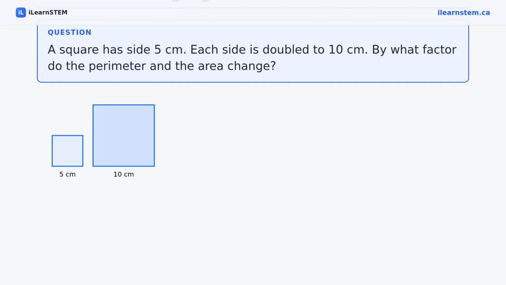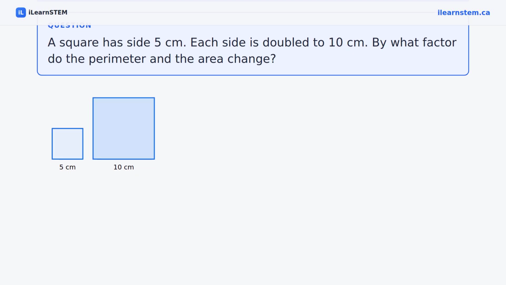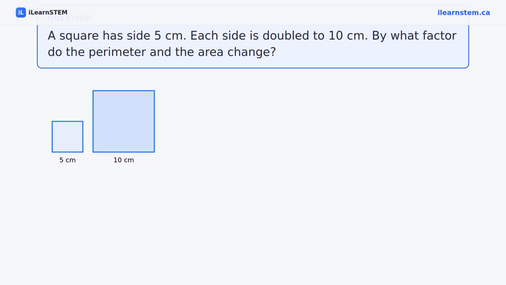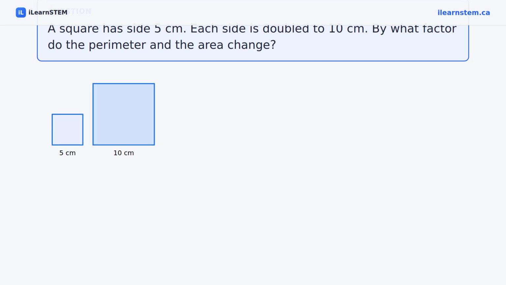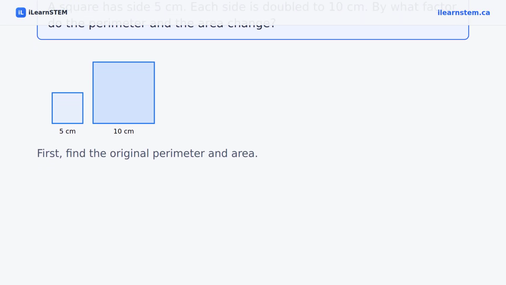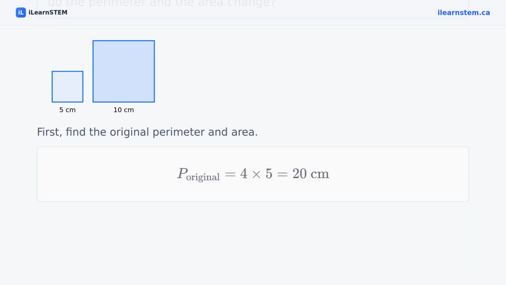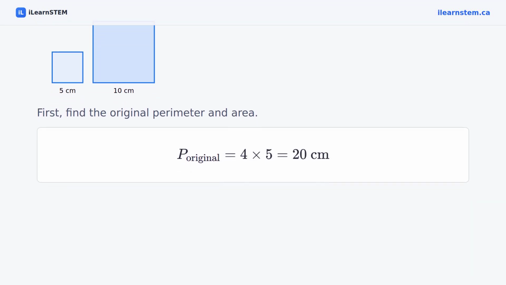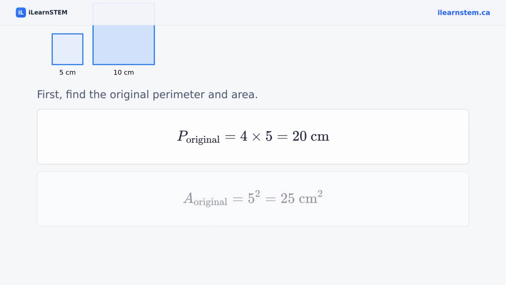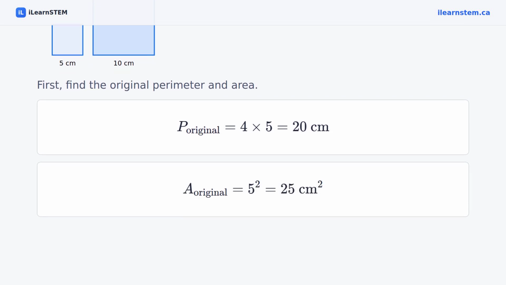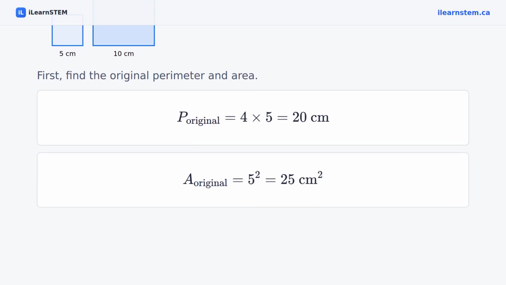The diagram shows a square with side 5 centimeters on the left and a larger square with side 10 centimeters on the right. First, let's find the original perimeter and area. The original perimeter is 4 times 5 equals 20 centimeters. The original area is 5 squared equals 25 square cm.